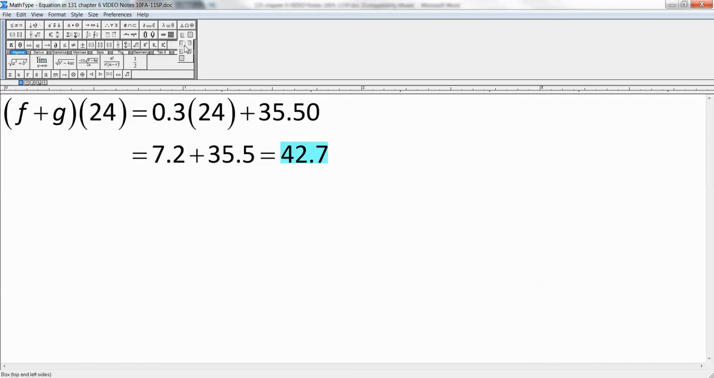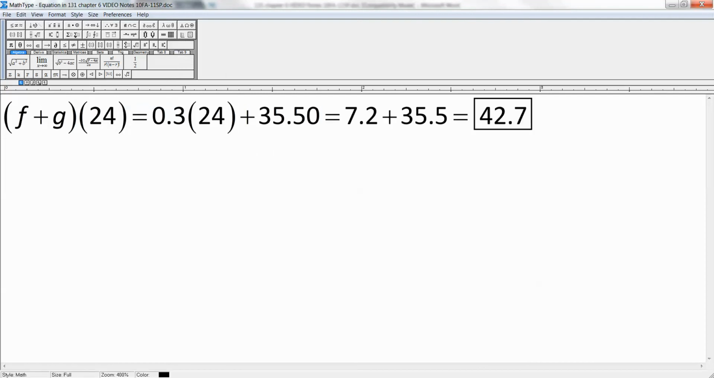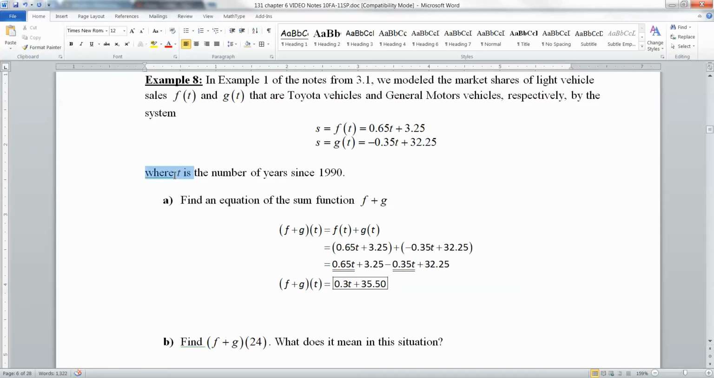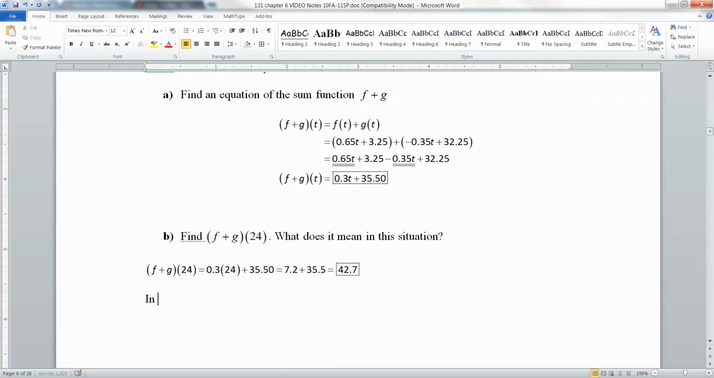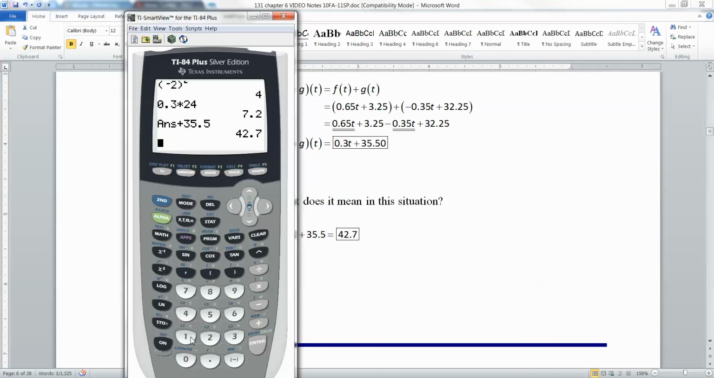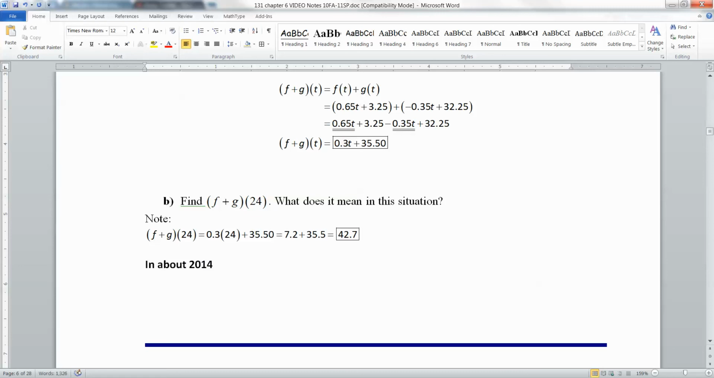Okay. Now we have to explain what it means. So remember, your variable here was time. So this would be in about 2004, right? Or 2014, I'm sorry, I'm losing my mind. So in about 2014, because if you're wondering how did I do that? Well, if you take 1990 and you add 24 to it, you get 2014. Okay, as a matter of fact, I'll make a note. So note 1990 plus 24 equals 2014.